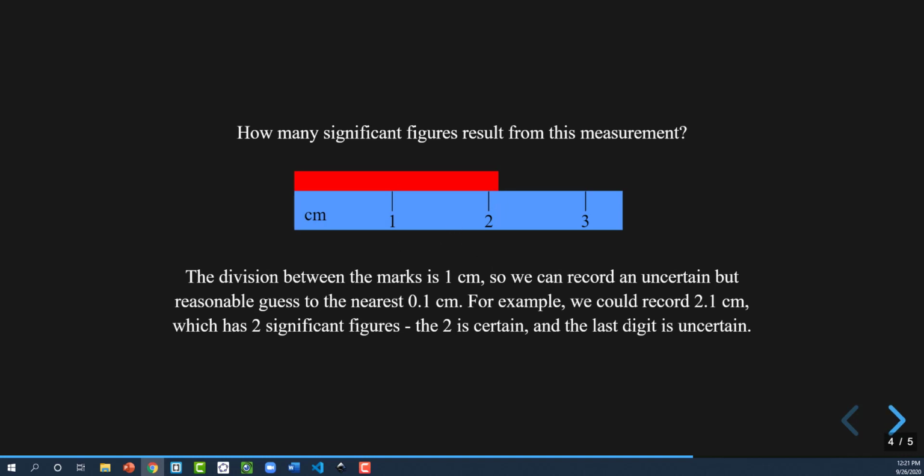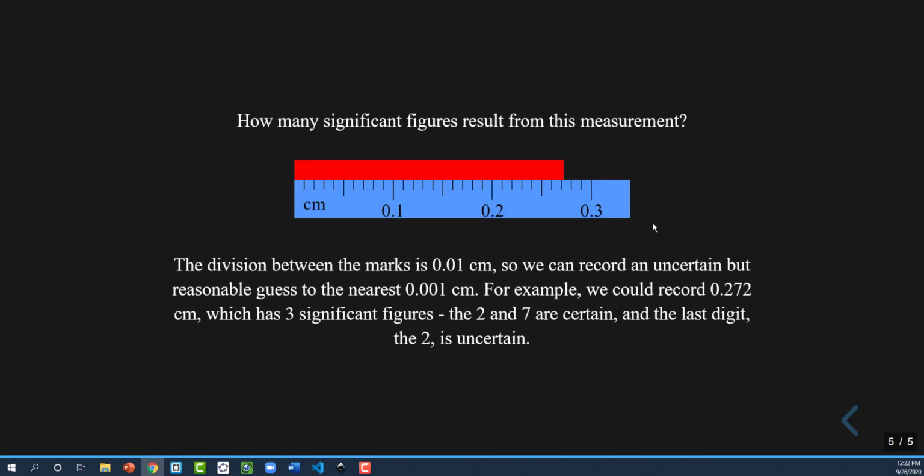This one here, we'd estimate this to be 2.1 as the length, and again the 2 is certain, but into the tenths place, that 0.1, that would be the estimate. So we have 2 significant figures. Finally, this last one, again, the divisions are in the hundredths place. So what can we do? We can go all the way to the thousandths place. The recorded measurement would be 0.27 and a little bit, so say 0.272. And notice here's this number that we would record that has 3 figures.